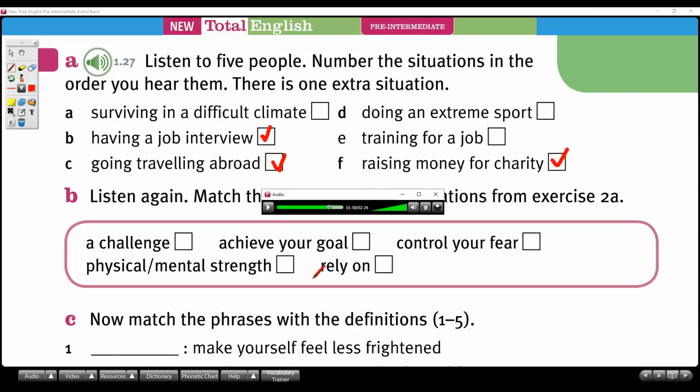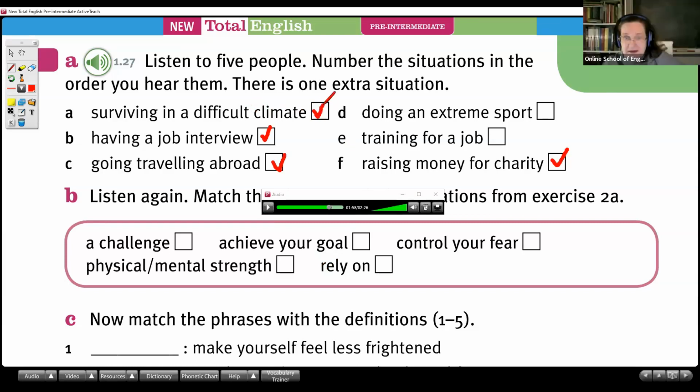You need to be prepared to face difficult things without giving up. A. Yes, in a difficult time. That is correct. Good. And the last one.